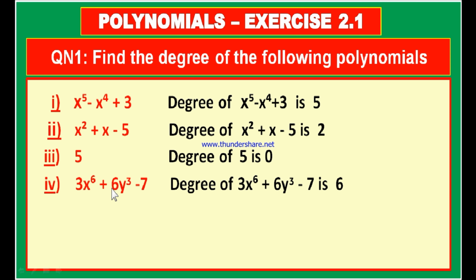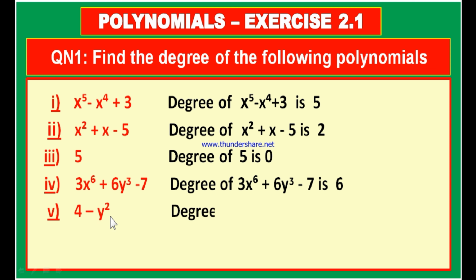Therefore, among 6, 3 and 0, what is the highest exponent? Good. 6 is the highest exponent. Therefore, the degree of 3x power 6 plus 6y cube minus 7 is equal to 6. Understood? Clear? Good. Now, fifth bit.